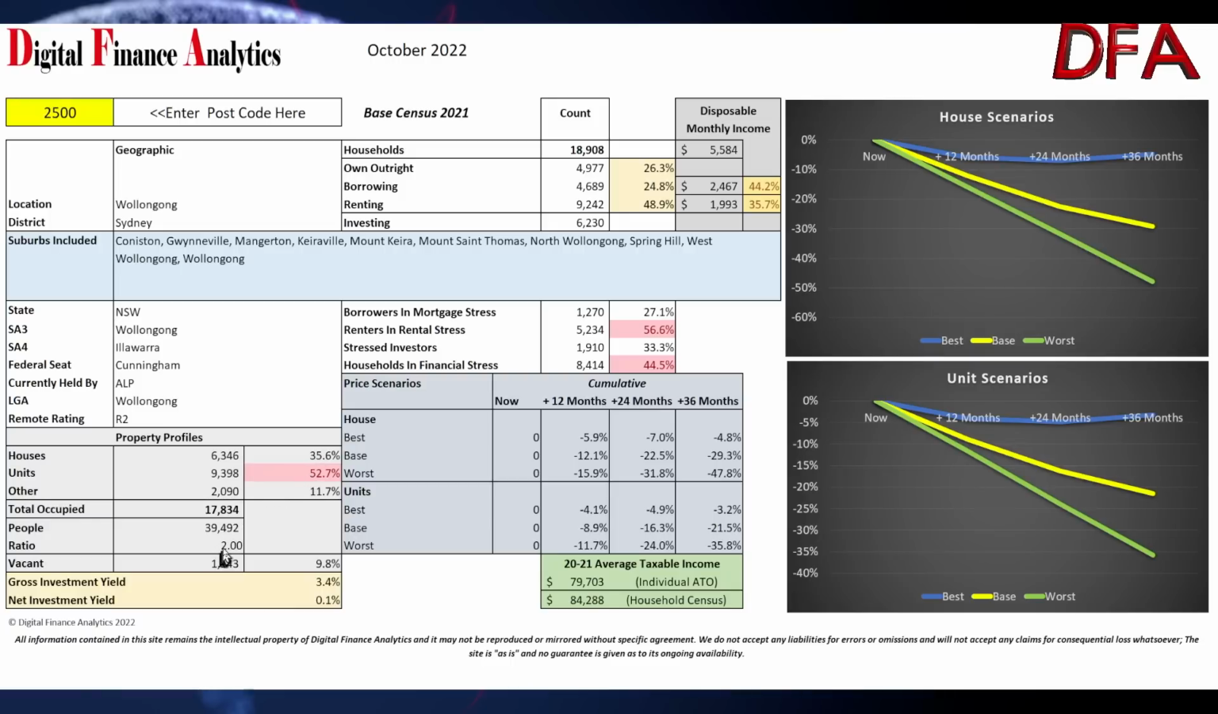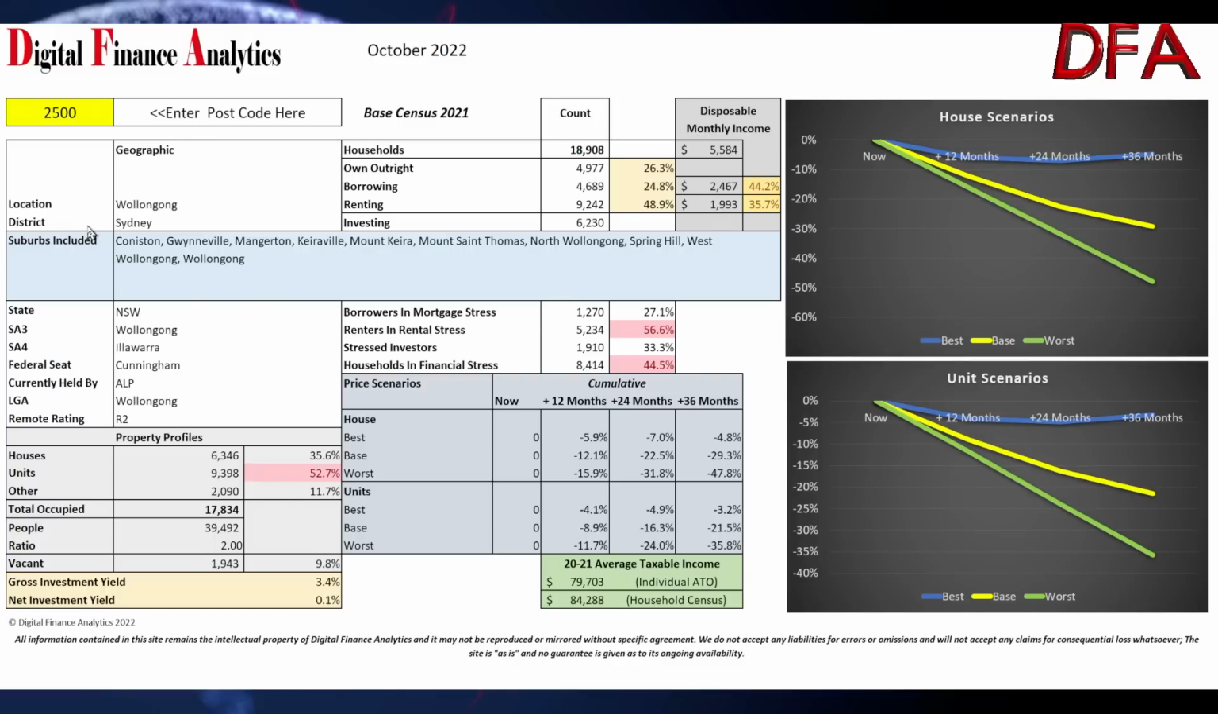I know also what the average people ratio is, so how many people to properties in the area, which tells you something quite interesting. How many were vacant on census night last year, and the average gross investment yield and the net investment yield. I've got income data from the ATO and also from the household census, and that allows me to calculate the disposable monthly income, and that allows me then to estimate what proportion of monthly income is going to pay the mortgage and what proportion of monthly income on average is going to pay the average rent. So there you go, that's the way that it works.